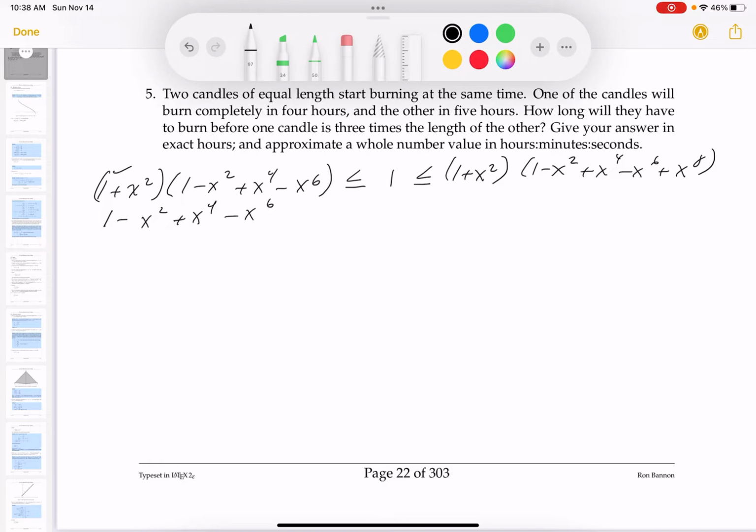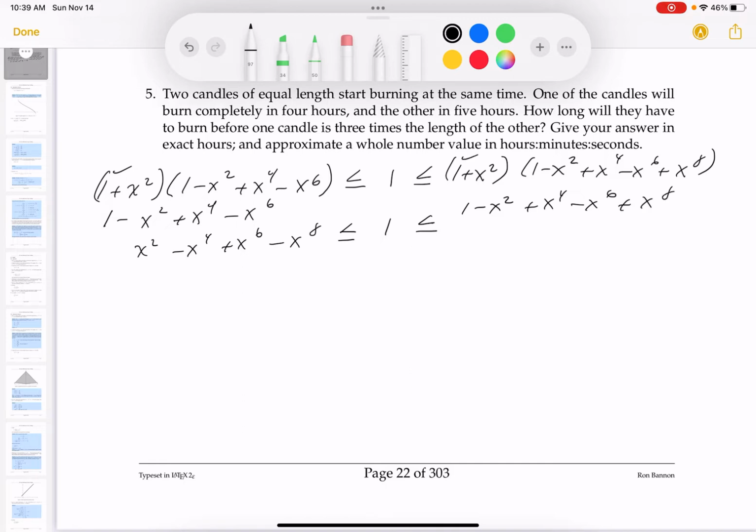I distribute the 1 across. Now the x squared is going to cross. What do you get? x squared, minus x^4, plus x^6, let's see, minus x^8. All right, I'm going to keep going. And let's multiply this side out. What do you get? Let's see, you get 1 minus x squared, plus x^4, minus x^6, plus x^8.